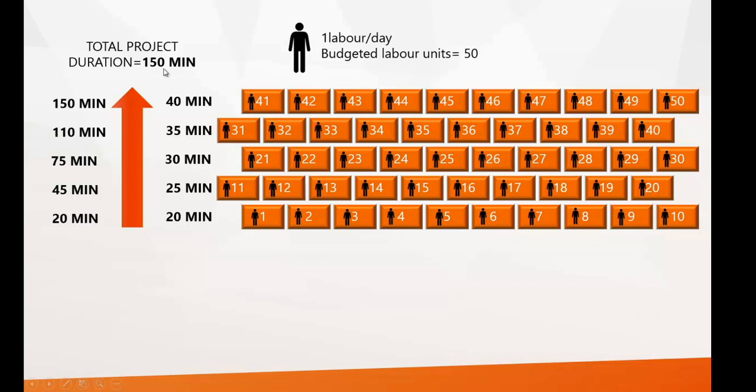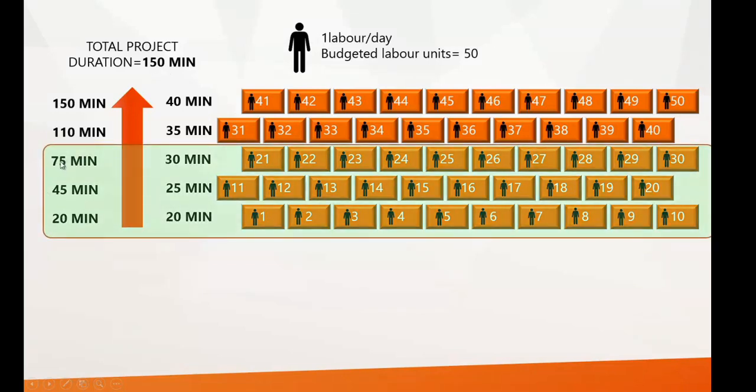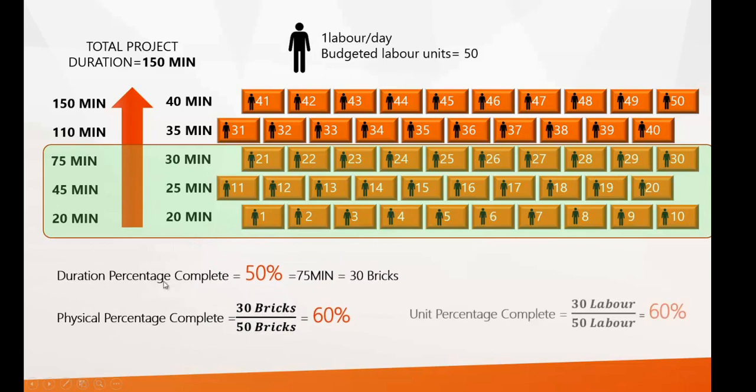Now if we see the duration percent complete, in 50% of the time, that is 75 minutes, we have laid 30 bricks. So when we select duration percent complete in Primavera, to update this area which is highlighted, we can say duration percent complete is 50%.